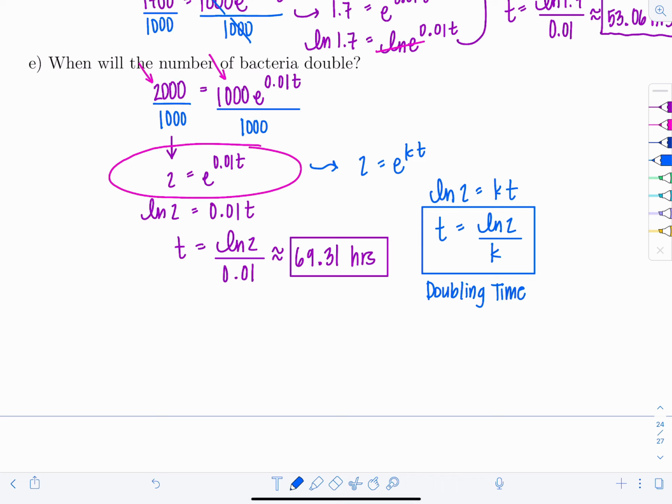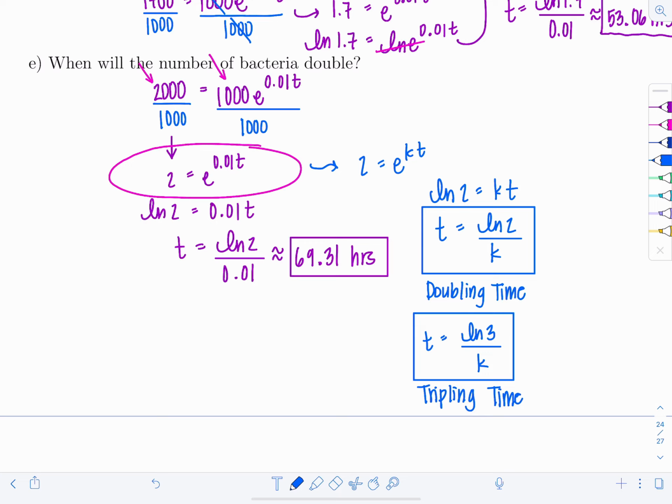All right. Ooh, what if someone asked you for the tripling time? What would change? Can you figure it out? It would just be ln of 3 over k. Okay. That's the tripling time. If you hate that, it's fine. You can always just set the equation equal to whatever double the initial population is and solve from there. You don't have to do it this way.